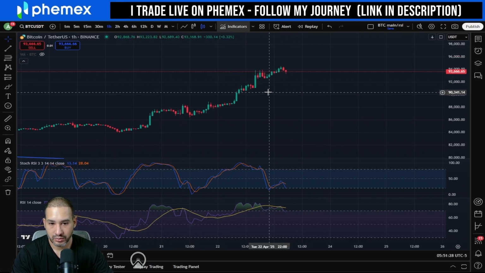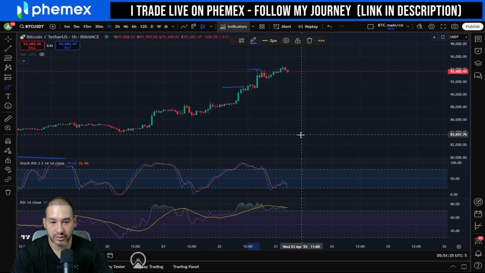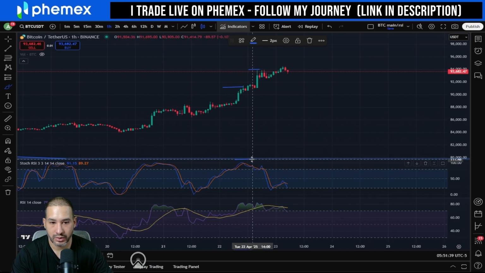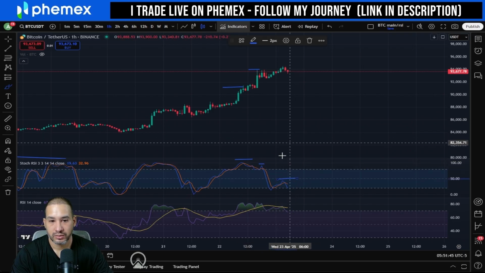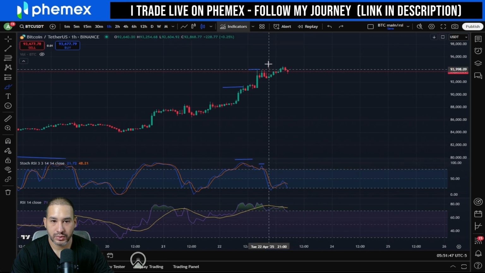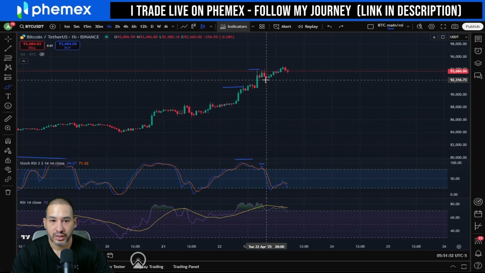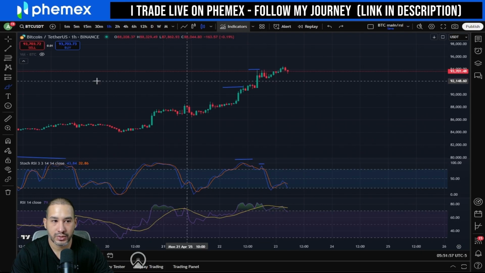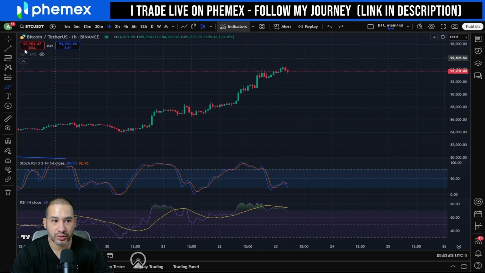On the 1-hour, right about here, you see that Bitcoin made a high and a higher high here. The stochastic RSI made a high, a lower high, and an even lower high. But at this point in time, it showed pretty much some strong bearish divergence. The issue with that is we're in a strong trend.